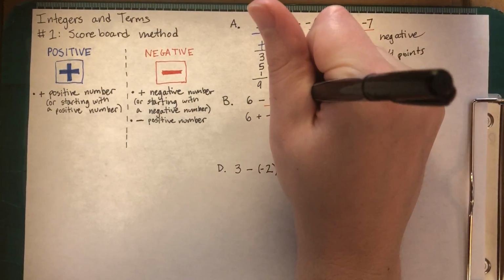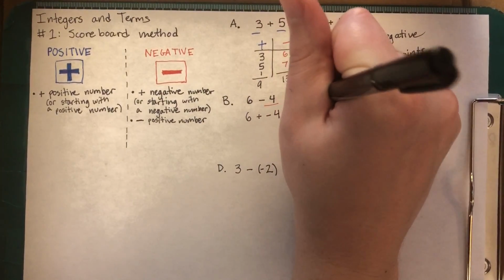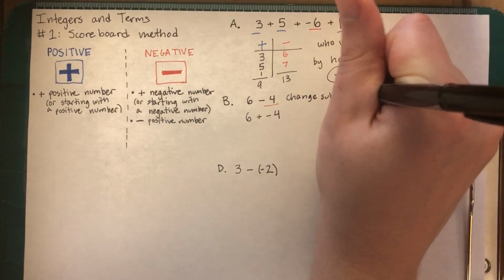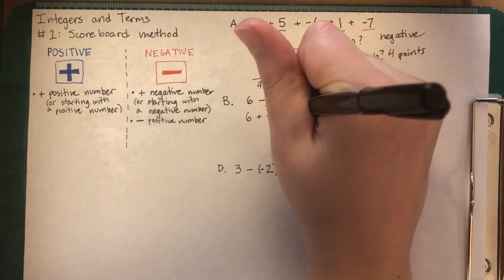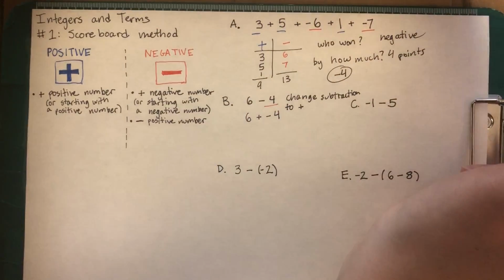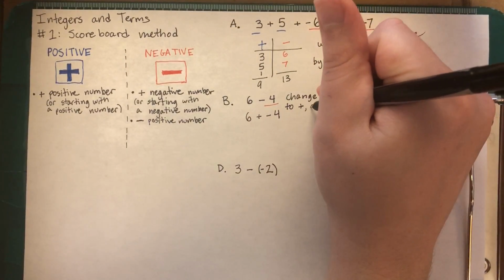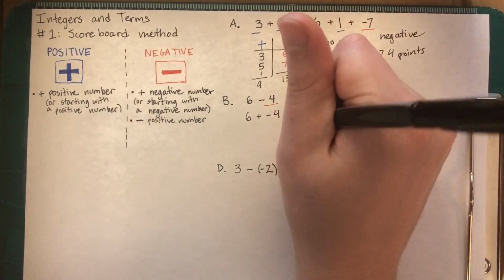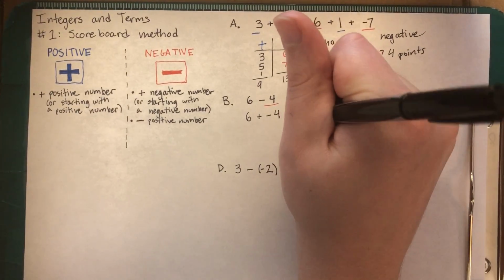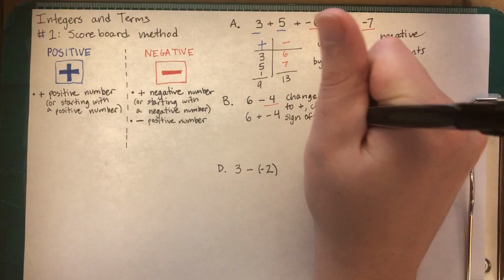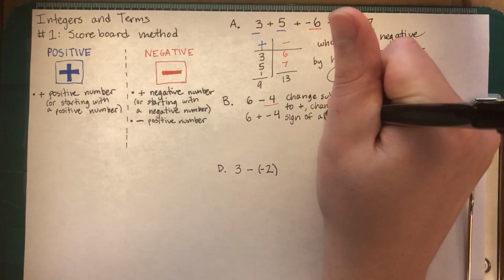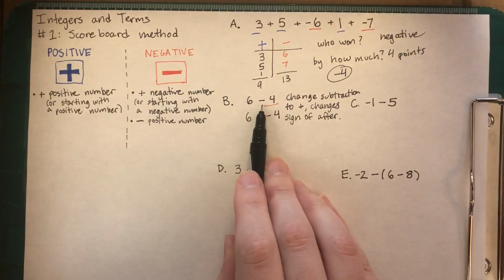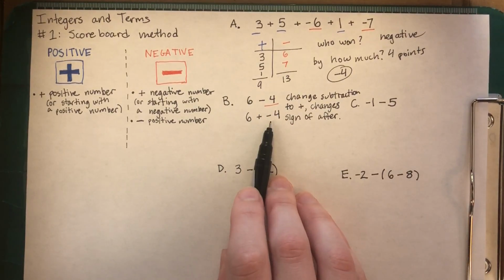We can change subtraction to addition, and then that changes the sign of what comes after. So subtracting a +4 is the same as adding -4.